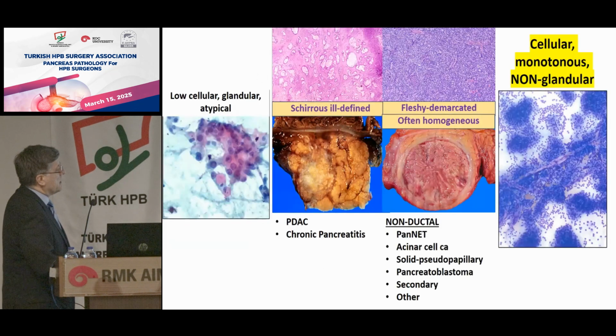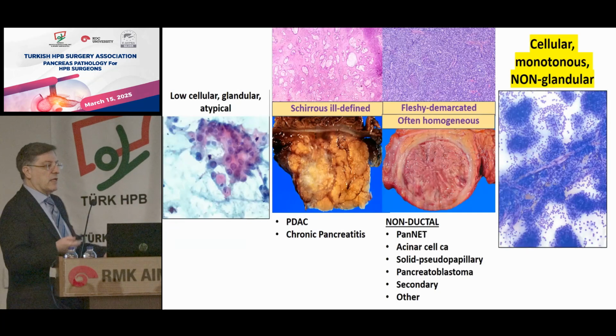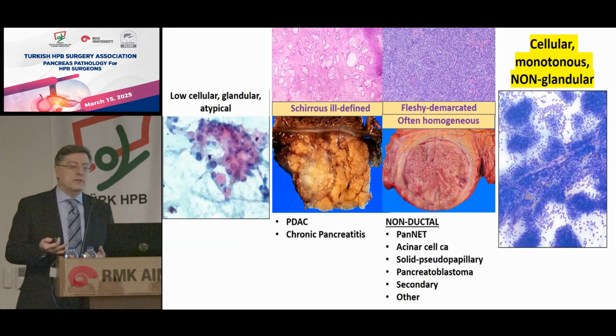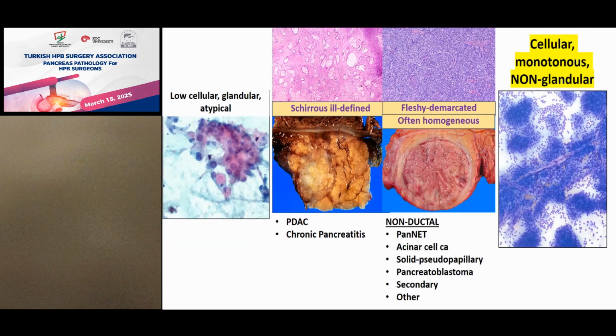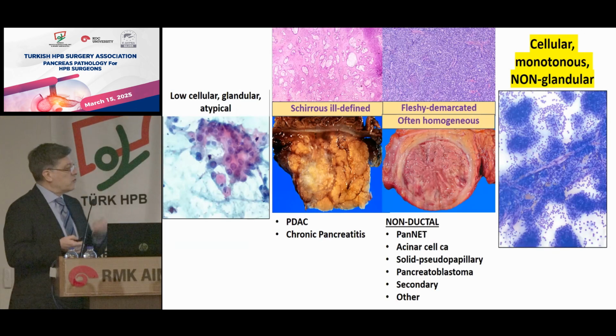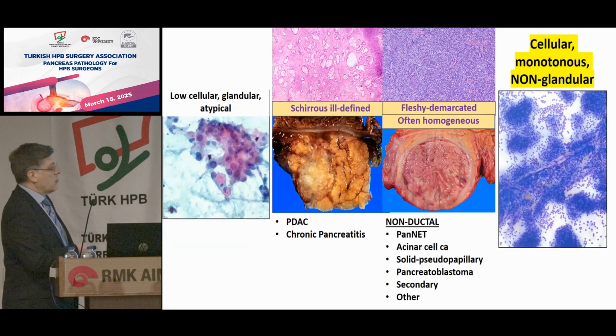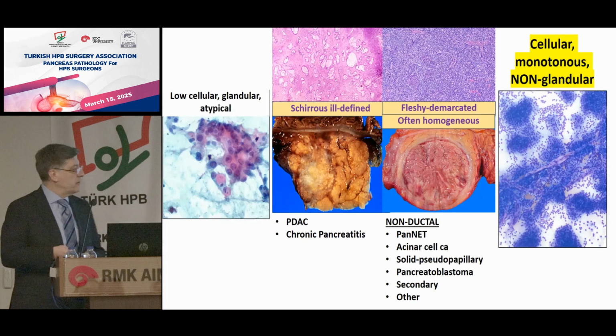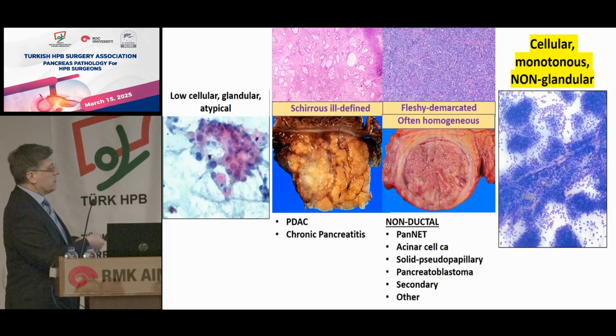When we come to the homogeneous demarcated group, the differential is very different, as I mentioned, non-ductal ones. These yield fairly cellular specimens because, as you can imagine, the tumor is very cellular. It doesn't have much stroma. So if they're big enough, often these days, not in the past, fine needle aspiration can extract a fair amount of cells. And the cells are often monotonous because all these entities are characterized by more monotonous cellularity. So we can come to the conclusion that we are dealing with this group in most examples.